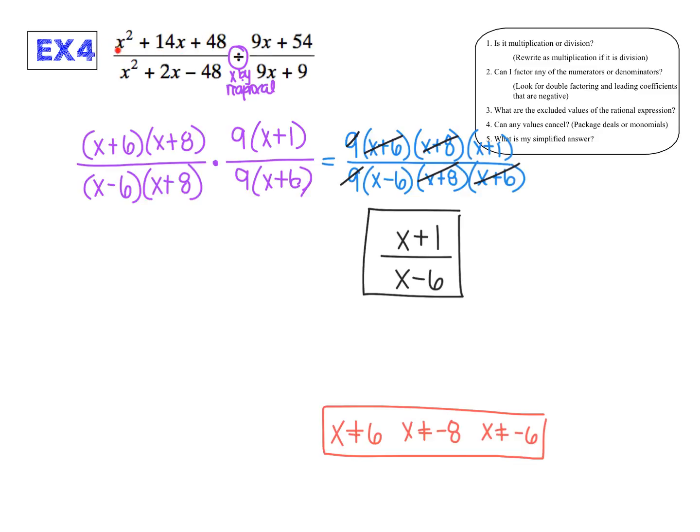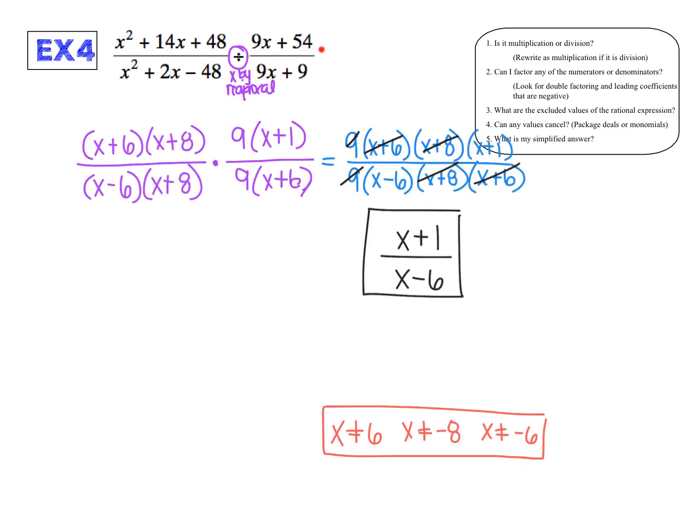So this first one, the a is 1, so I'm just looking for the factors of 48 that add to be 14. So 6 times 8 is 48, and 6 plus 8 is 14. And in the denominator, I'm looking for the factors of 48 that subtract to be 2, and I want it to be a positive 2, so it's going to be x plus 8 and x minus 6.